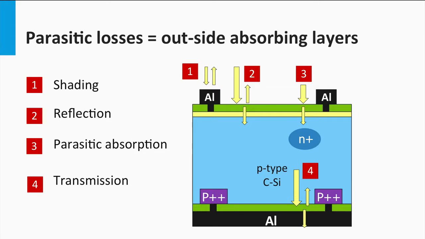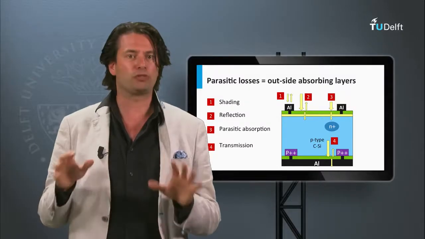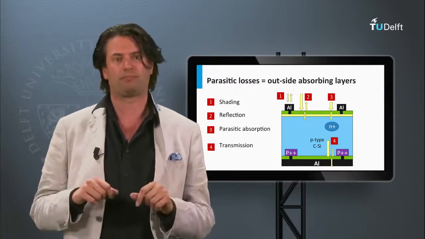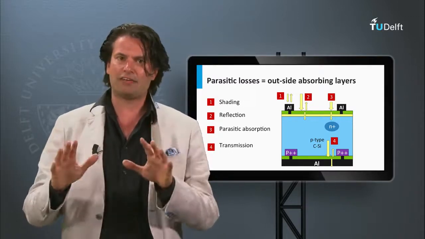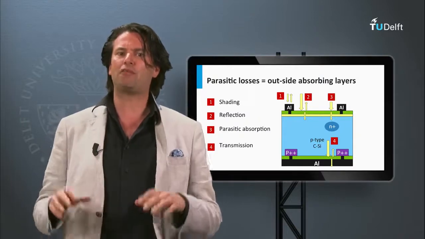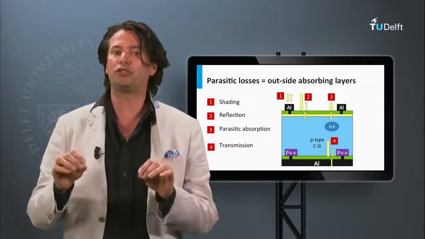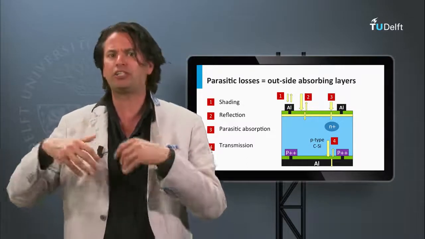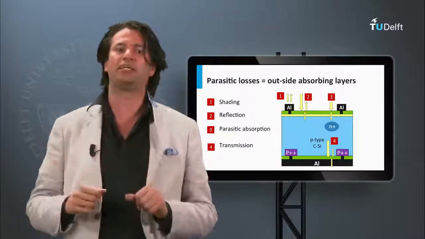Finally, if the absorber layer is not thick enough to absorb all light, part of the light will be transmitted. This loss mechanism starts to play a role for solar cells based on thin films. In the next final block of this week, I will discuss methods to reduce the reflection at the front surface of a solar cell, and I will discuss under which condition light might be trapped in the absorber layer.